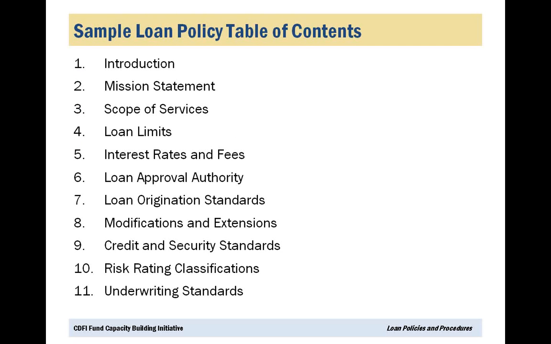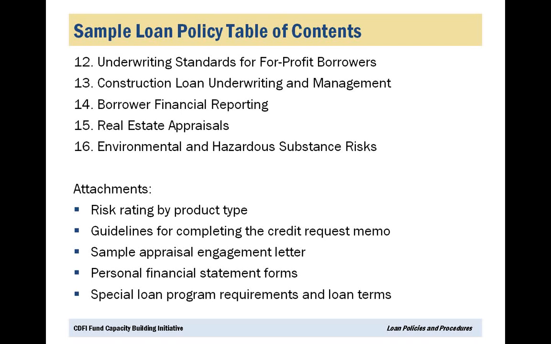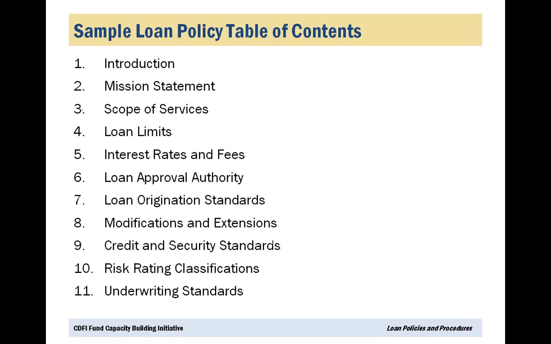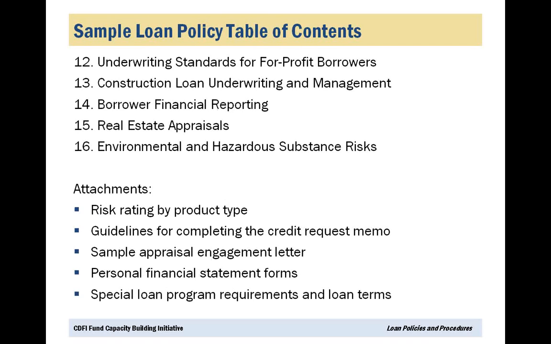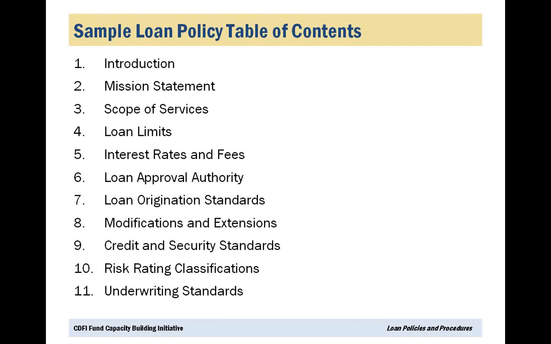Okay, we are just about done. We have handled the 12 elements. We have talked about loan control functions. And I just want to show you, when we talked about those 12 elements, this is a sample table of contents. This table of contents, you can see, has 16 different headings and then attachments.